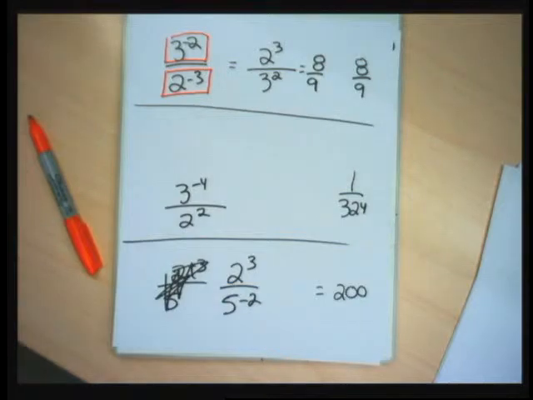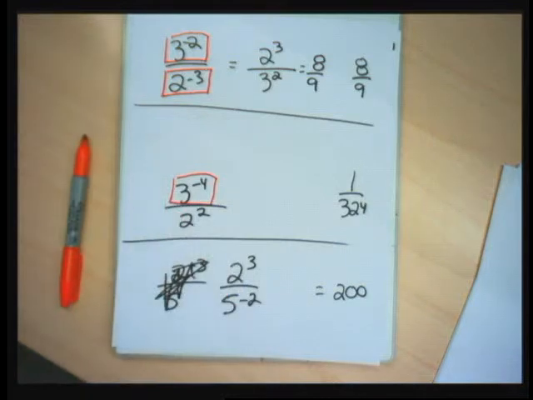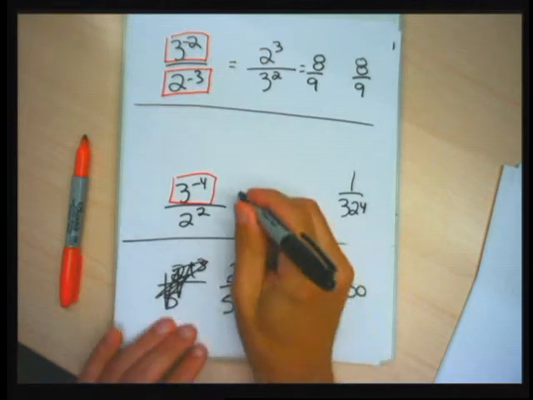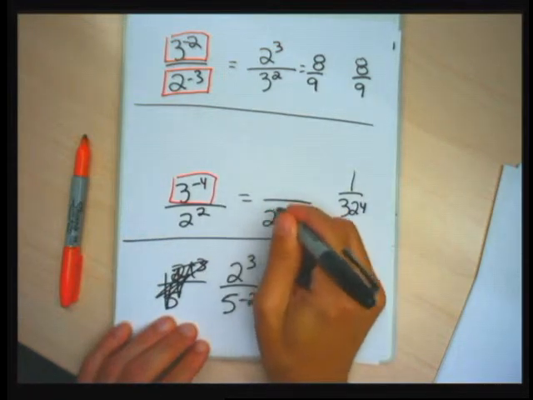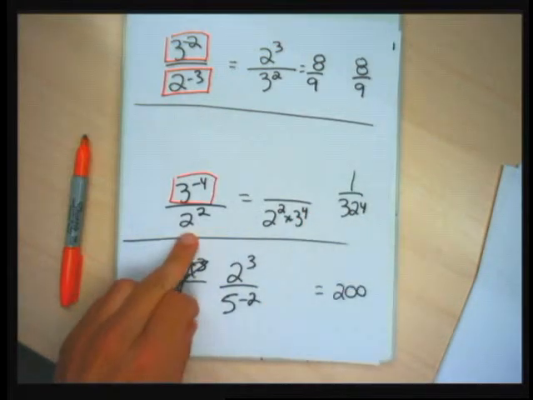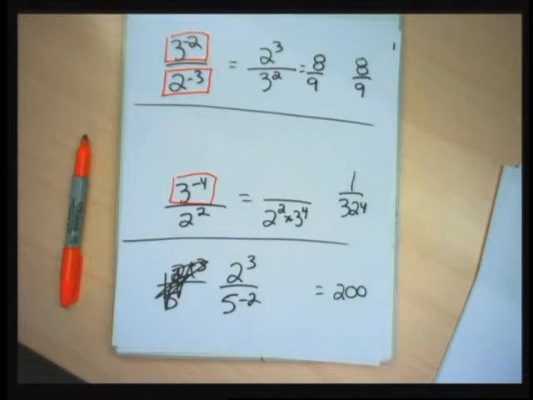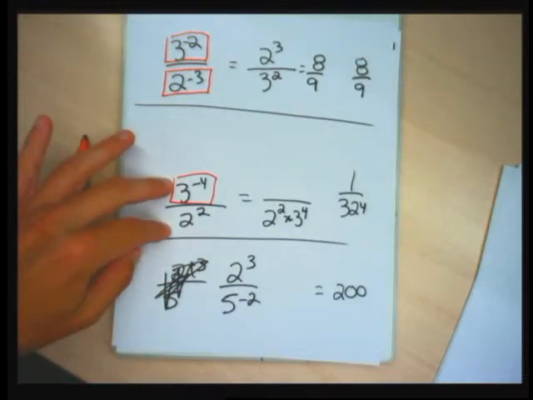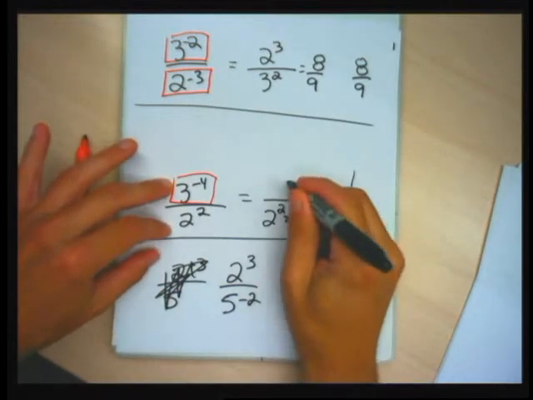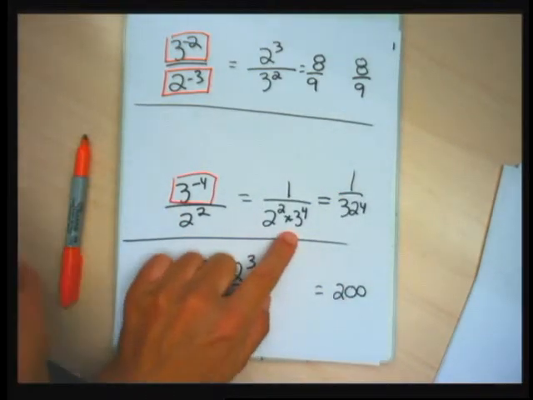Next problem, a little bit different because there's only one negative exponent. If you look at my answer, it has a 1 in the numerator. It's going to be easy to get that 1 in the numerator because when I write this with positive exponents, only the 3 to the negative 4th moves. The 2 squared is going to stay in the denominator because it doesn't have a negative exponent. I don't need to move it. If I moved it up to the numerator, I'd have to give it a negative exponent. From this fraction, I've vacated the numerator. I can't write a fraction without a numerator, so I'm going to leave a 1 behind. And now I have 1 over 2 squared times 3 to the 4th.